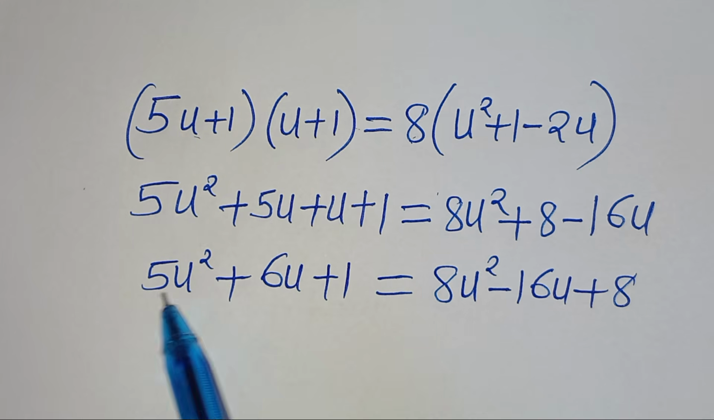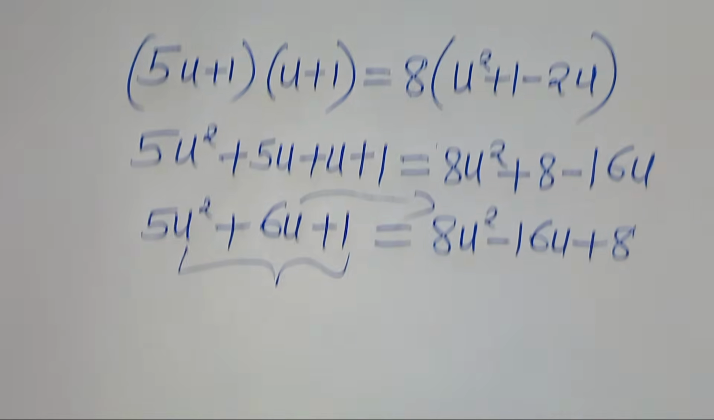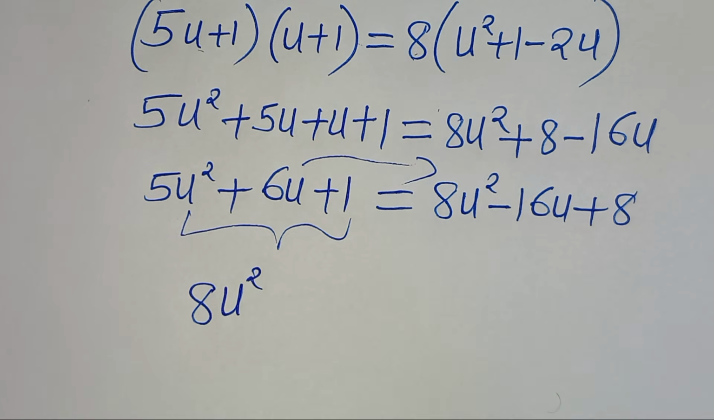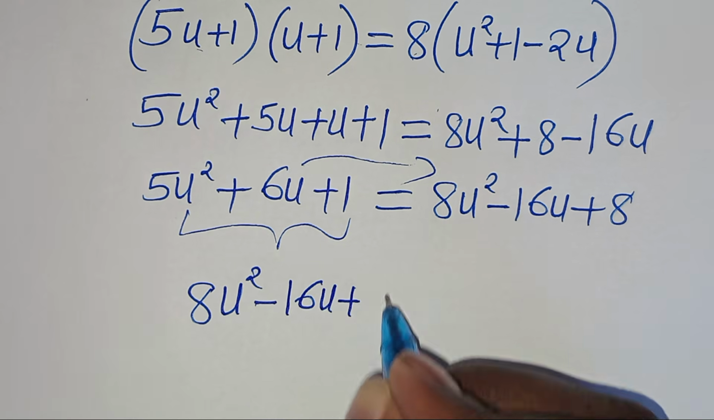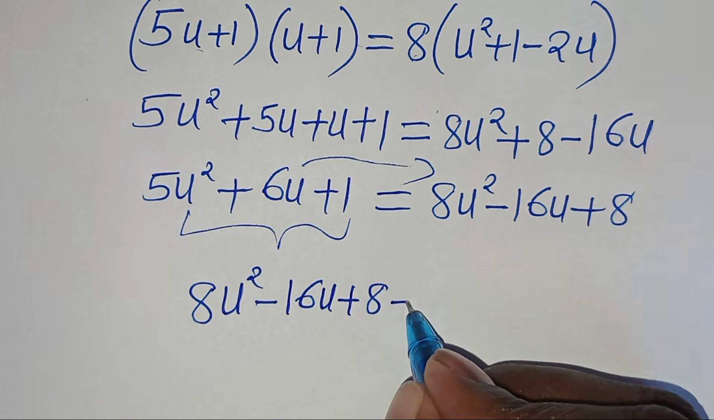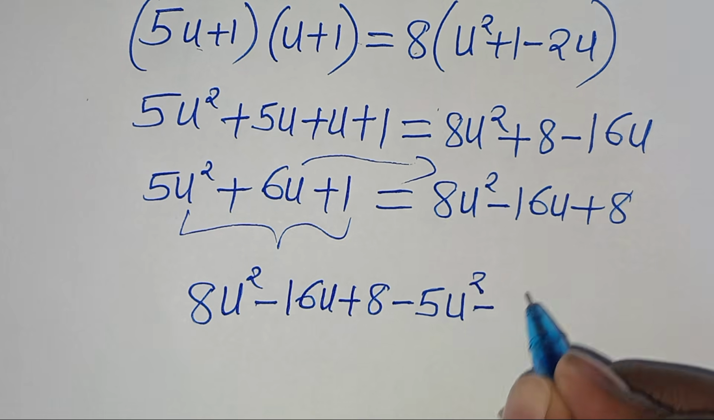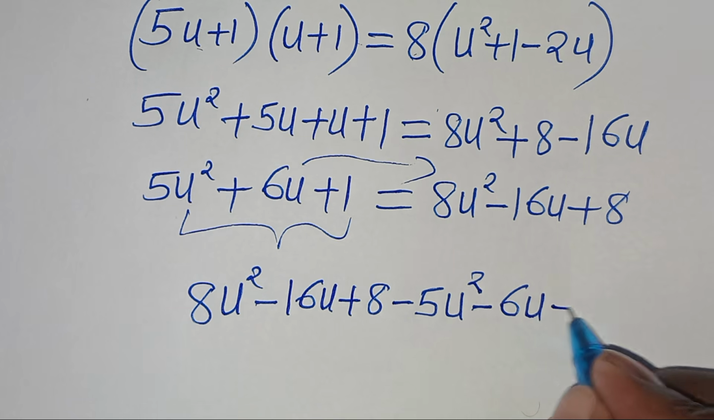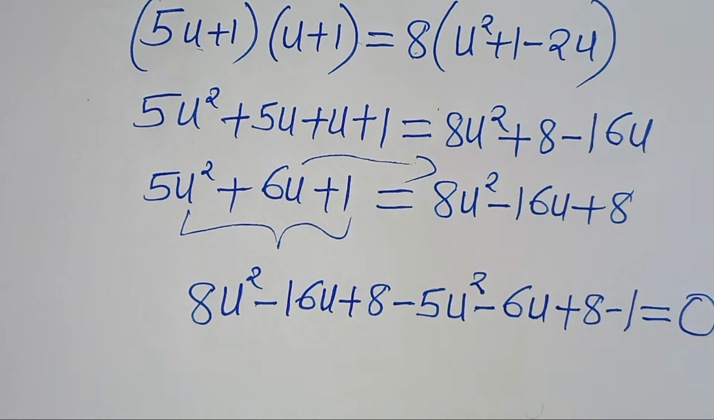So let's take 5u squared plus 6u plus 1 to the other side, so that we have 8u to the power of 2 minus 16u plus 8, subtract 5u to the power of 2 minus 6u, then subtract, this is plus 8, then subtract 1, this is equal to 0.